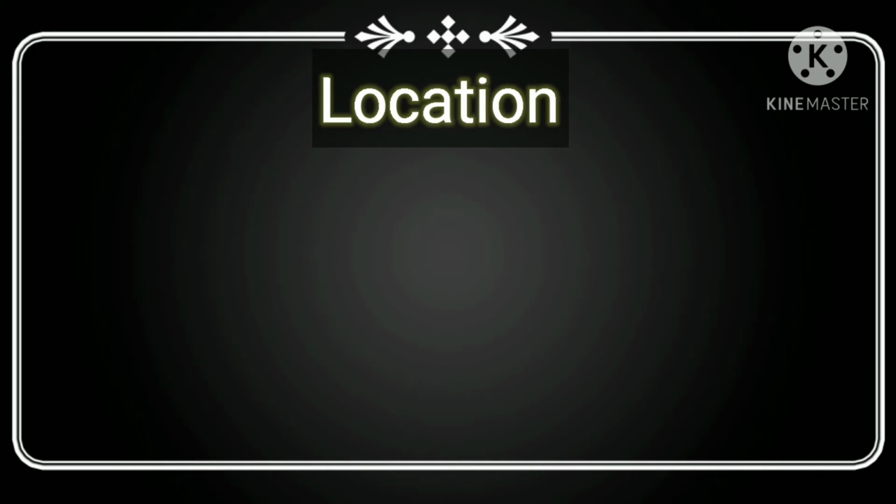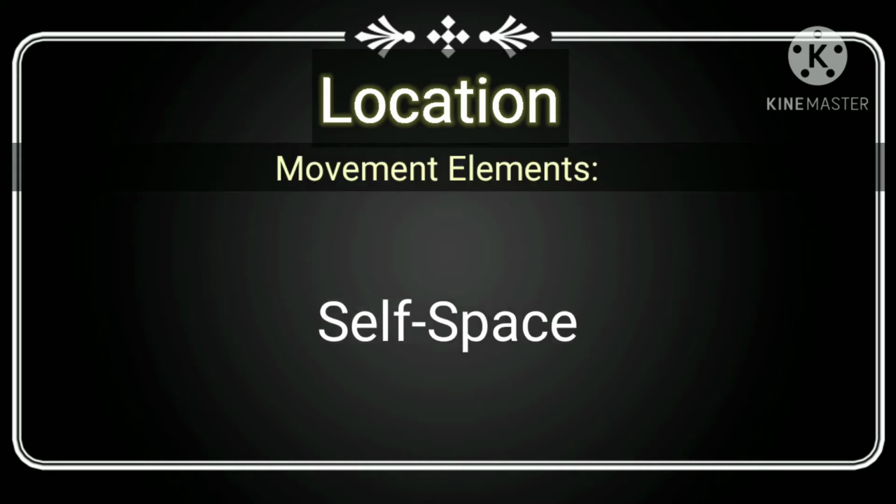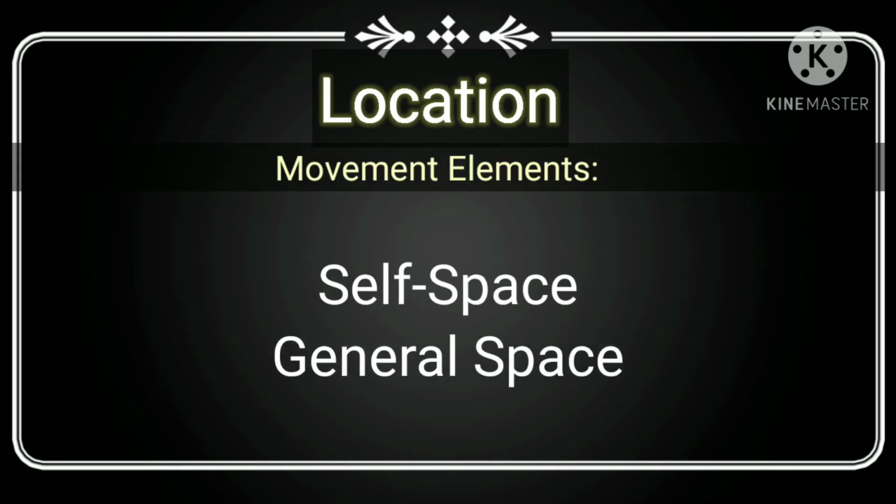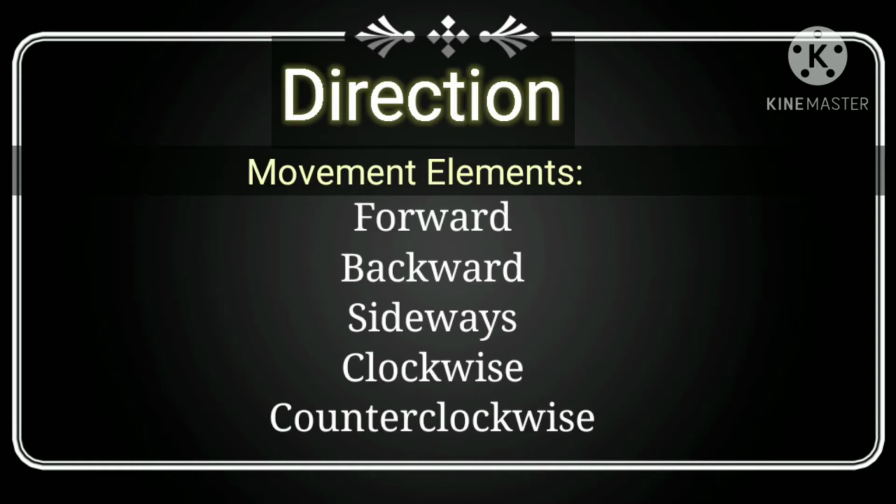Generally, the location or area of where the movement occurs is described as either self-space or general space. The next category is direction. Common directional movement elements include forward, backward, sideways, clockwise, and counterclockwise. And these are the movement elements in direction.